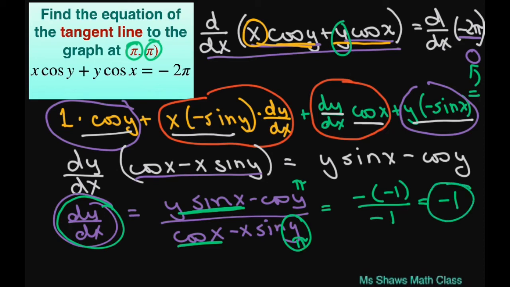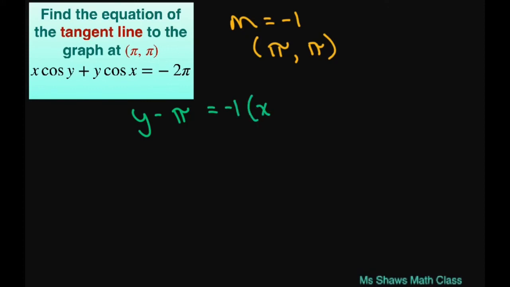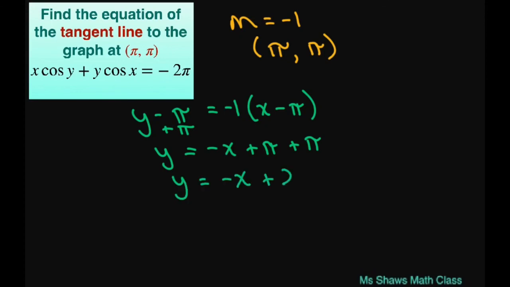That's your slope. Now let's write our equation of the line. Our slope is negative 1. Our point is pi comma pi. So we're just going to use point slope form and write y minus pi equals negative 1 times x minus pi. So this gives me y equals negative x plus pi, and then we're going to add this pi to both sides. So you get y equals negative x plus 2 pi. And this will be your final answer.